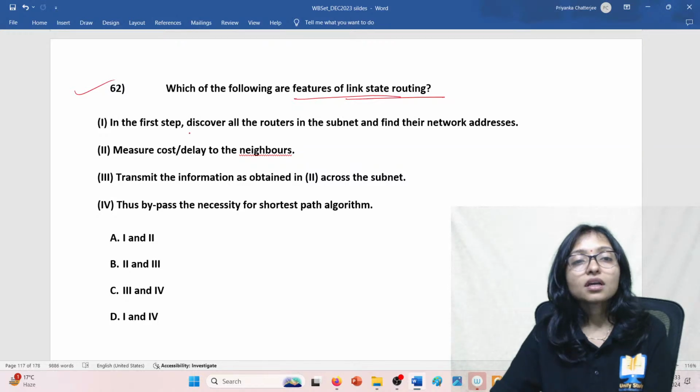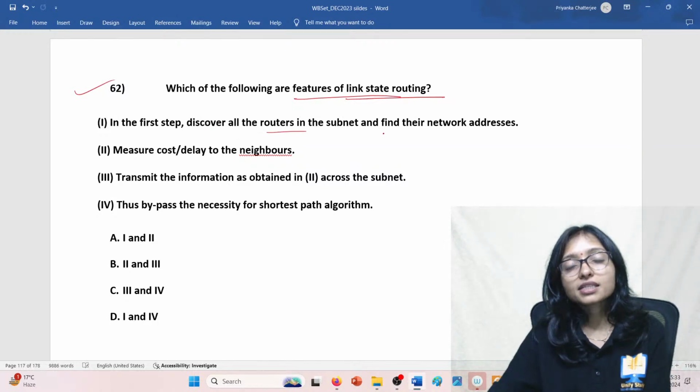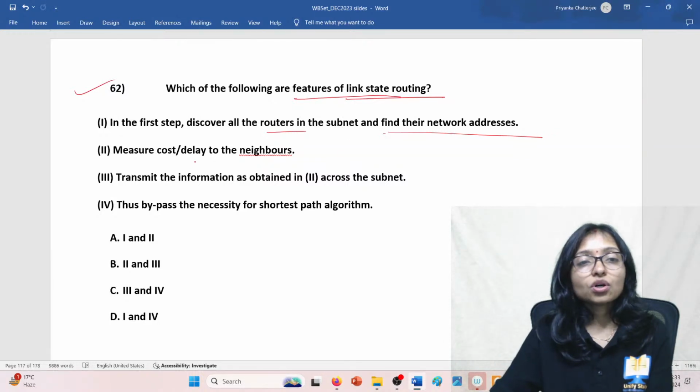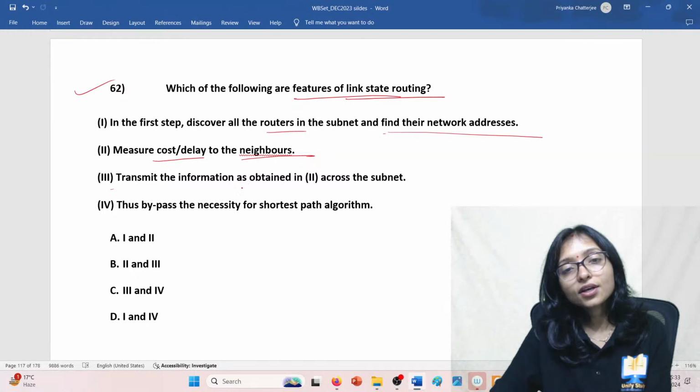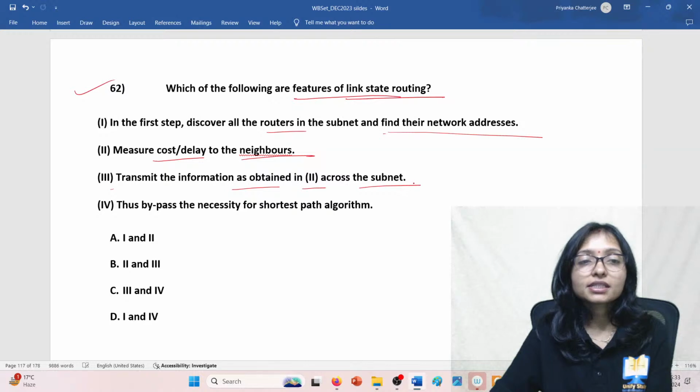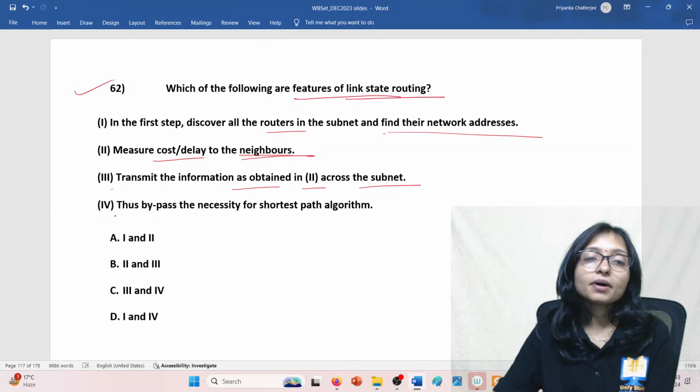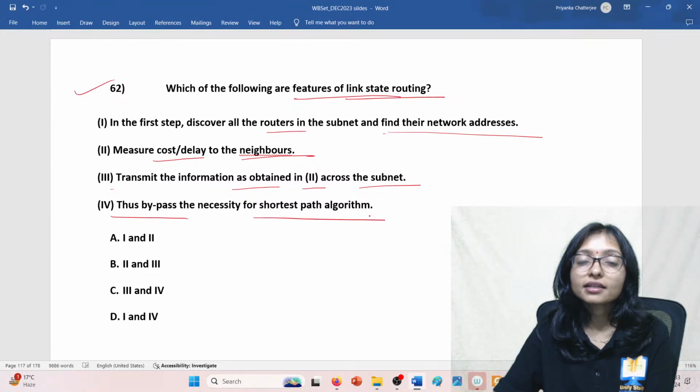It is the first step: discover the router and subnet to find out the network address. Subnetting is not required here. So, measure the cost and delay of the neighbor. Transmit the information obtained across the subnet, it is given. Thus, bypass the necessity of the shortest path algorithm.